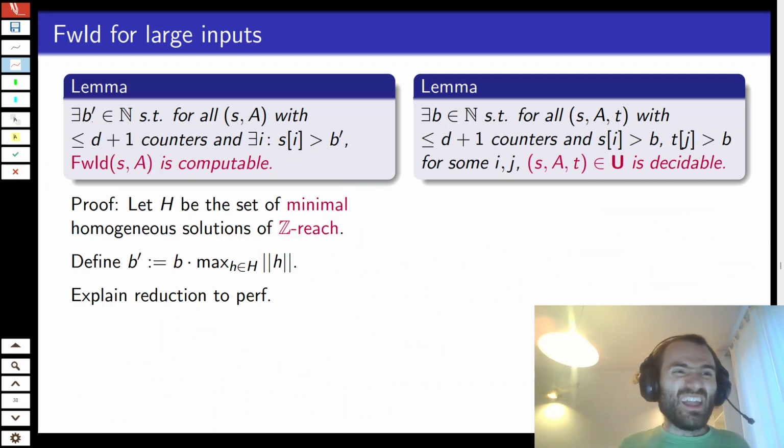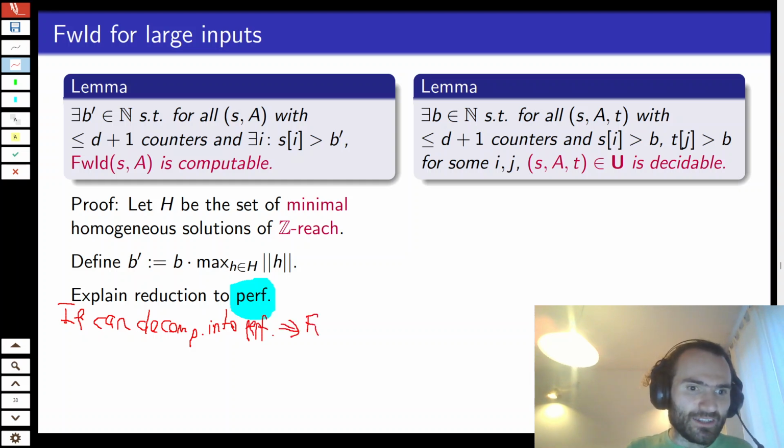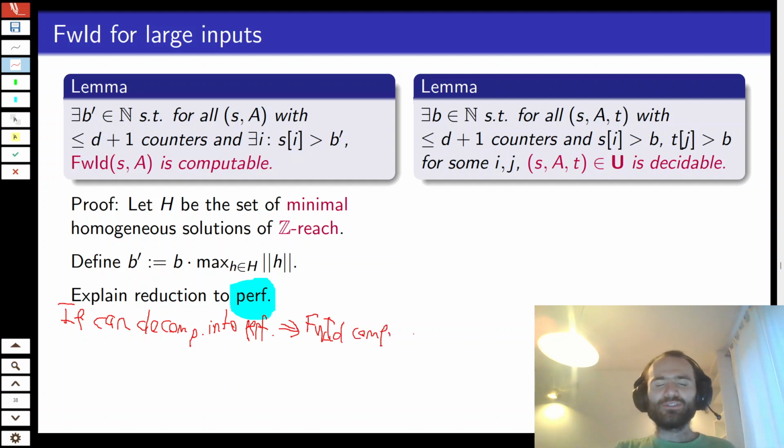Well, remember that whenever we can decompose something into perfect parts, then this implies that forward ideal is computable. So what we are now going to do is exactly this. We are going to decompose into perfect parts. How do we do this?